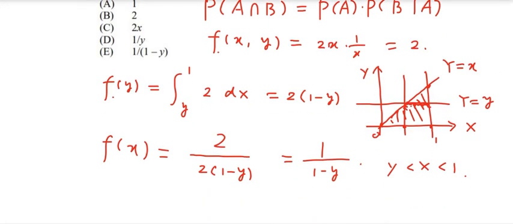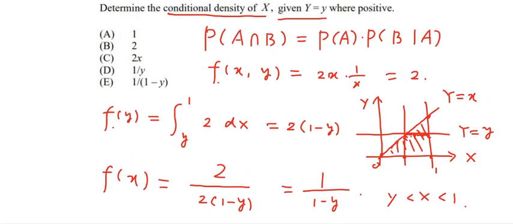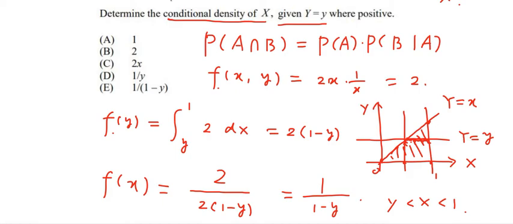Okay, so this problem is a little bit confusing. Find the conditional density function of x given y equal y. Given y equal y, it means we let y be fixed, so that x continues from this y to 1.